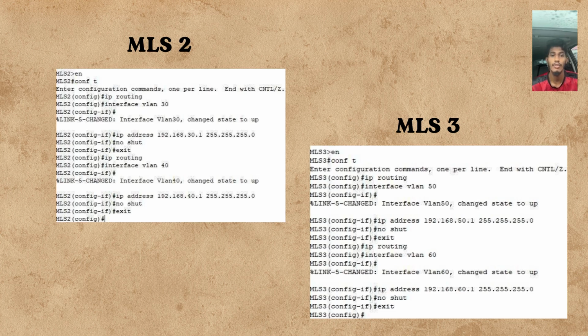Later on, we go for MLS3, which we already configured in our Packet Tracer. We give the same commands: enable, configure terminal, and then interface VLAN 50. For interface VLAN 50, the IP address is 192.168.50.1, and then the subnet mask 255.255.255.0. Then no shutdown and exit. Then interface VLAN 60, IP address 192.168.60.1, subnet mask 255.255.255.0, and then no shutdown and exit.